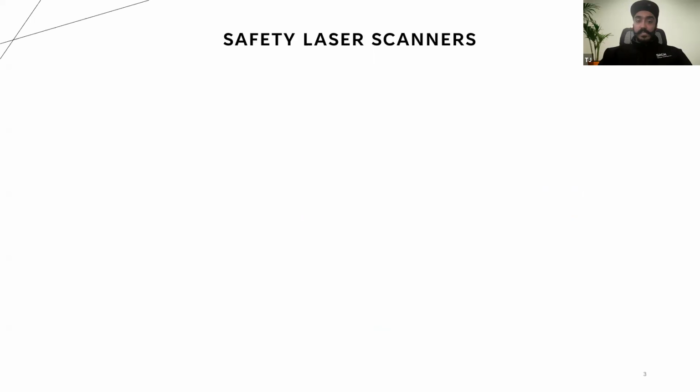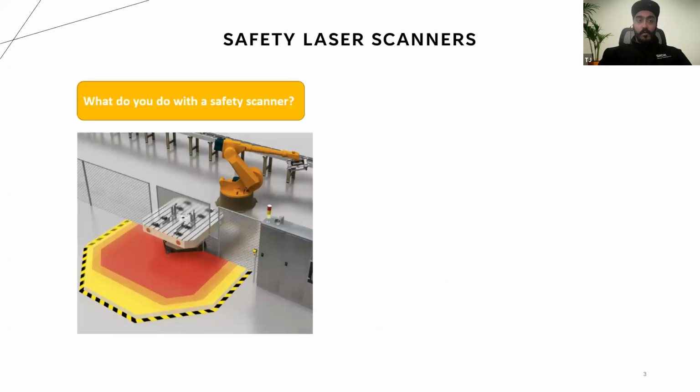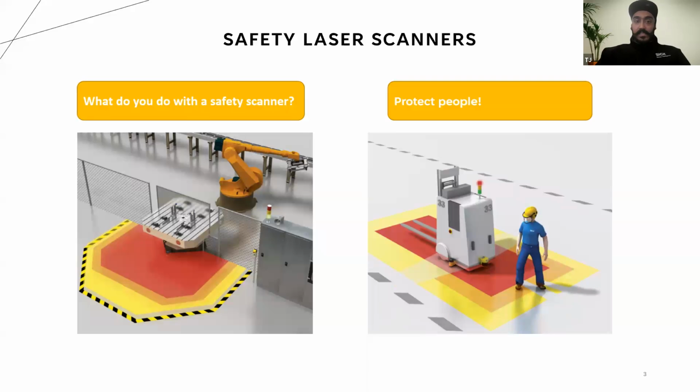So the very first thing is safety laser scanners. What do you do with a safety laser scanner? For anybody who's new to scanners, it's simply to protect people. Essentially, it's a device that you use to monitor and detect any kind of potential hazard or unsafe condition in various different kinds of environments. And you can use the device to trigger some kind of alarm or safety protocol to prevent those accidents and mitigate any kind of dangers.